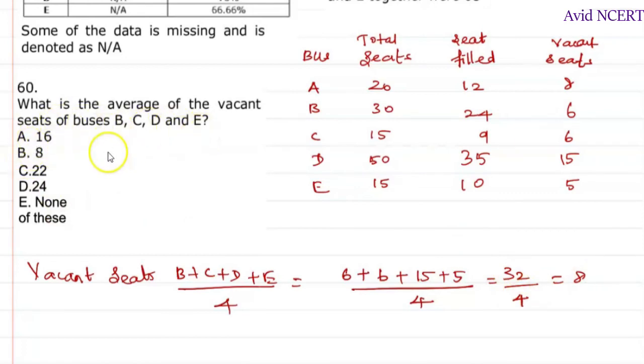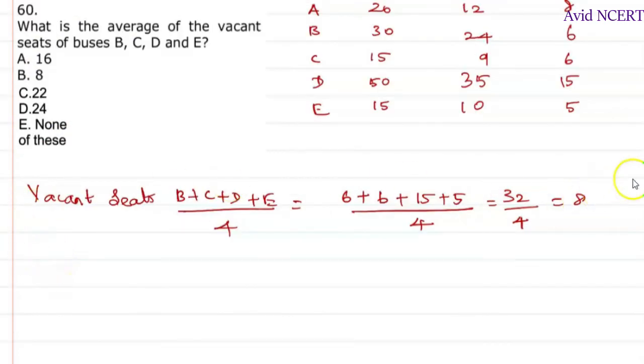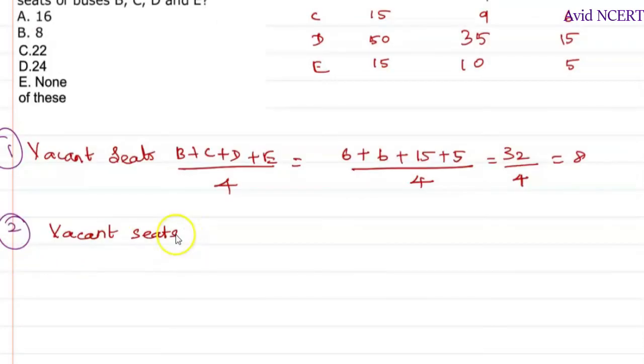The other method we can use here is from the given data, which is the total number of vacant seats in all 5 buses together, which is 40. So for the total of B plus C plus D plus E, A is left out here, so we can subtract A. This is the first method. The second method is total vacant seats minus bus A's vacant seats.